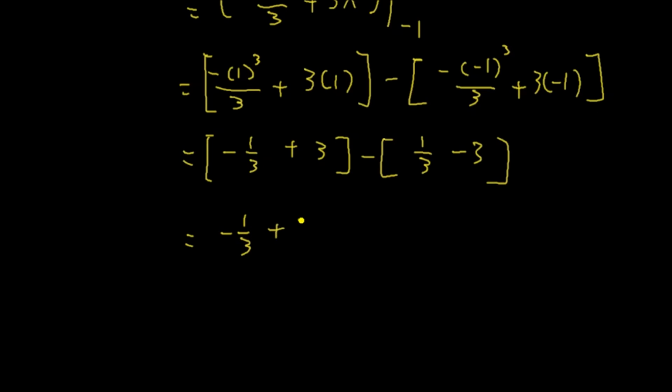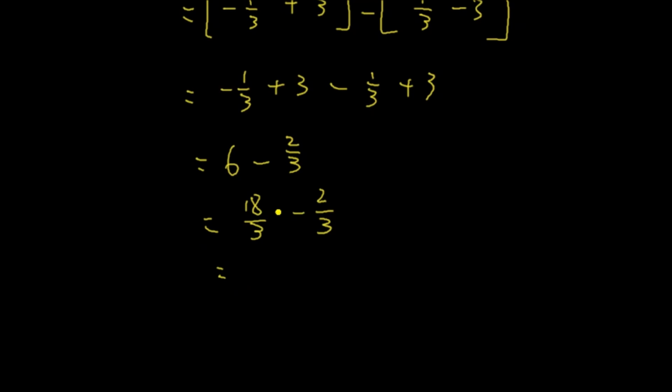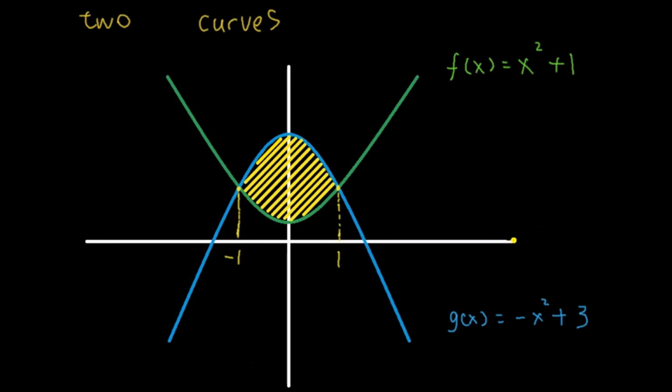Let's take out the bracket. Minus, then minus will become a plus. So overall we have 6 minus 2 over 3. We can see that 6 is 18 over 3. Let's find the common denominator: 18 over 3 minus 2 over 3, and that is 16 over 3. Okay, so this is the area under the blue curve. Basically it's this region here.